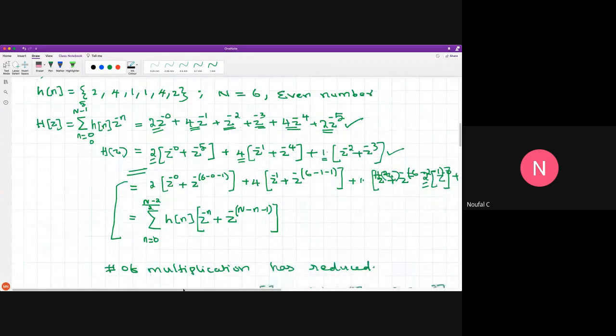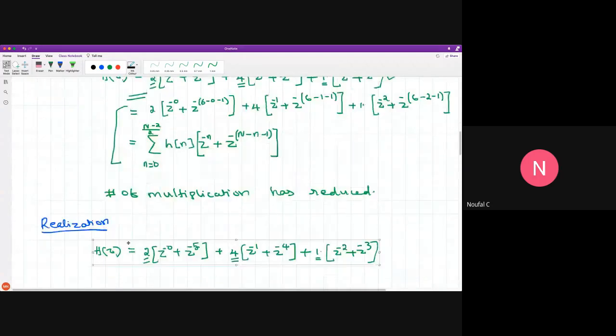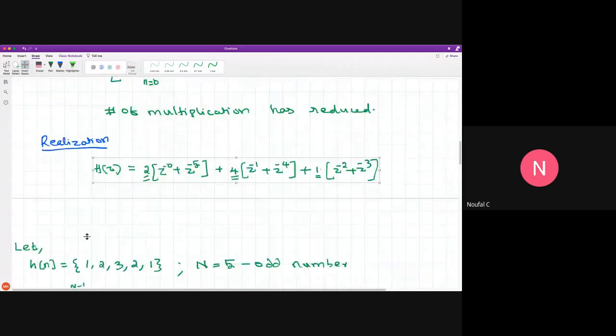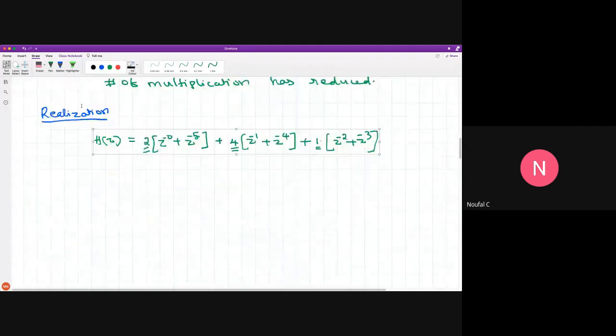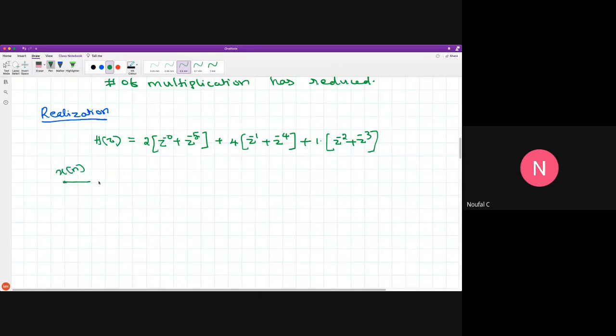Okay. So this is what we want to realize. For this realization, let me clear off these lines. Suppose that I have the value of x of n over here.